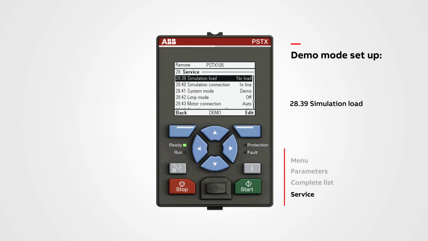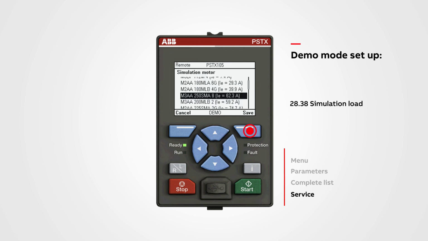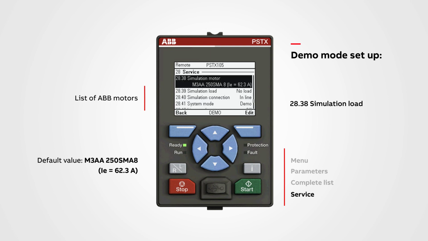The final parameter to adjust in the service section is the simulation motor. Navigate to 28.38 Simulation Motor. Press Edit. Here you will find a list of ABB motors. The default value is a motor rated at 62.3 amperes. Select a motor that corresponds best to your Softstarter's current rating. Remember, the Softstarter allows you to set the motor nominal current from 30 to 100% of the catalog value.